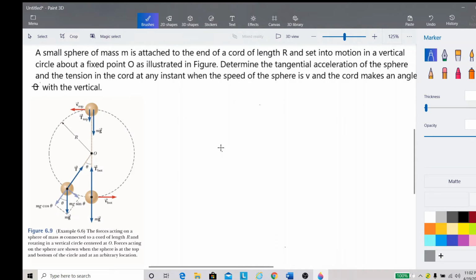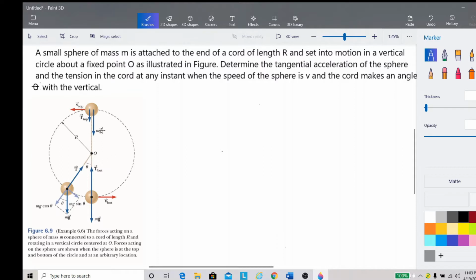Okay, we have a problem. This problem is a non-uniform circular motion. So a small sphere of mass m is attached to the end of a cord of length r and set into motion in a vertical circle about a fixed point O, as illustrated in the figure. Determine the tangential acceleration of the sphere and the tension in the cord at any instant when the speed of the sphere is v and the cord makes an angle theta with the vertical.